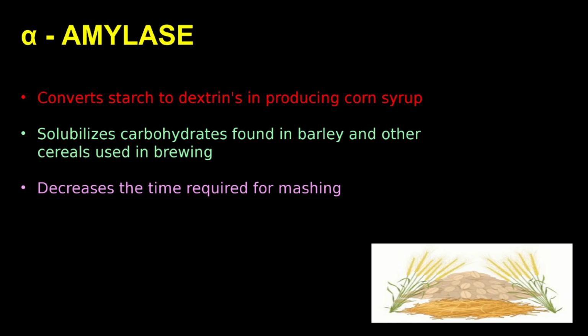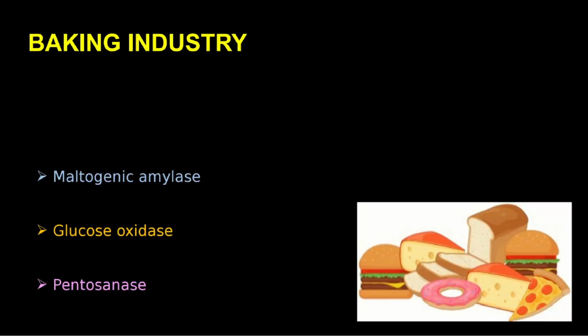Then alpha amylase converts starch to dextrins in producing corn syrup, solubilizes carbohydrates found in barley and other cereals used in brewing, and decreases the time required for mashing. Amylase, again, is a very potent enzyme. Then in the baking industry, we have maltogenic amylase, glucose oxidase, and pentosanase.